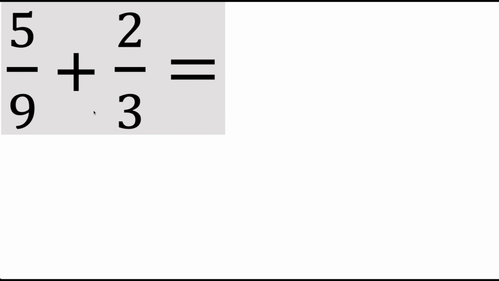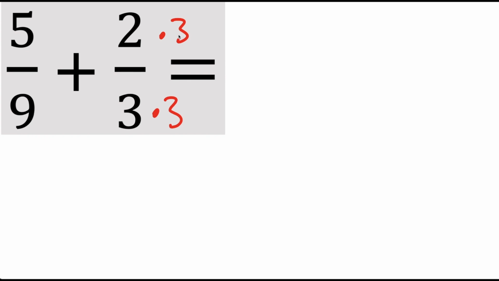So the denominators are different. This is a 9, this is a 3. And for fractions, you can't add or subtract fractions unless the denominators are the same. So what we need to do is change this 3 into a 9. And how we can do that is by multiplying by 3. Now if you do it on the bottom, you also have to do it on the top. So I'm also going to multiply this by 3.